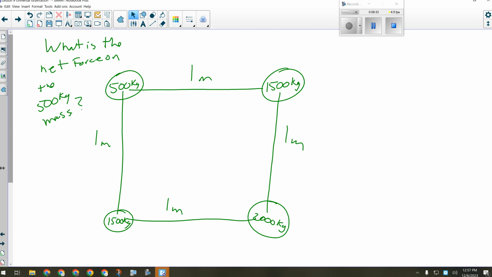All right, what is the net force on the 500 kilogram mass? This one will take you a while.